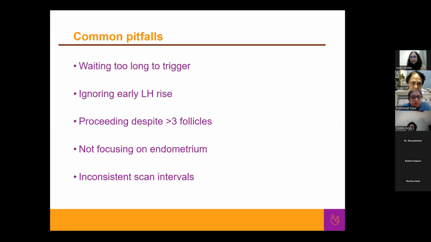So I will definitely like to discuss the common pitfalls in IUI cycles. The common pitfalls are basically waiting too long to trigger or ignoring the early LH rise sign. Then we proceed despite getting more than 3 follicles, or we do not focus on the endometrium, we just focus on the follicle size, and inconsistent scan intervals. So these are the common pitfalls in IUI cycle monitoring.